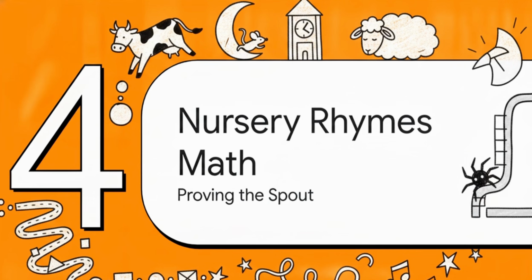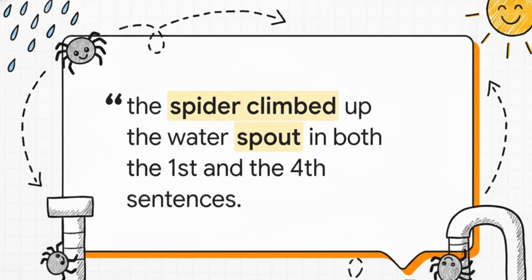Section 4, the math of nursery rhymes. I know that was a lot of abstract algebra, so let's apply this high-level math to something inherently simple and, well, silly, just to prove it actually works. Think about the itsy-bitsy spider. The first sentence has the spider climbing the spout. Then comes the rain, then the sun. Finally, the fourth sentence, the spider climbs the spout again.